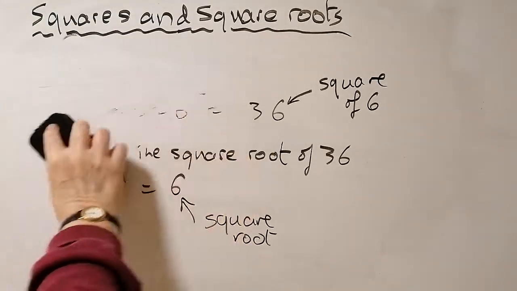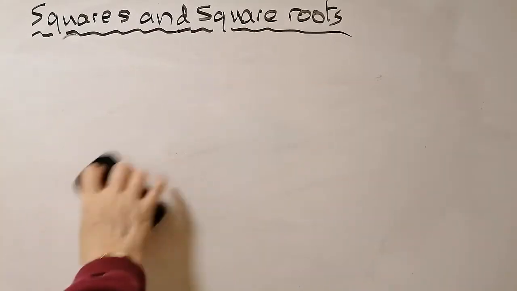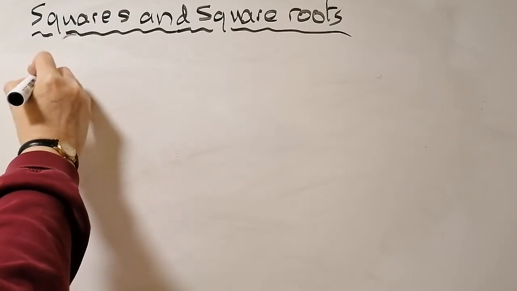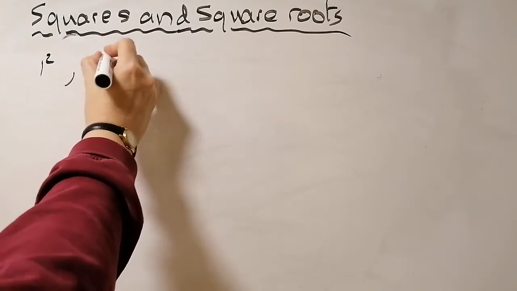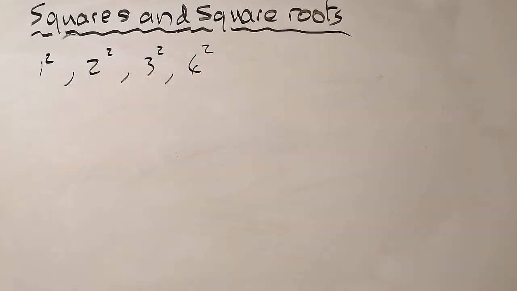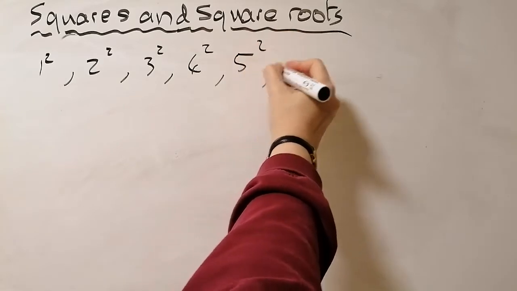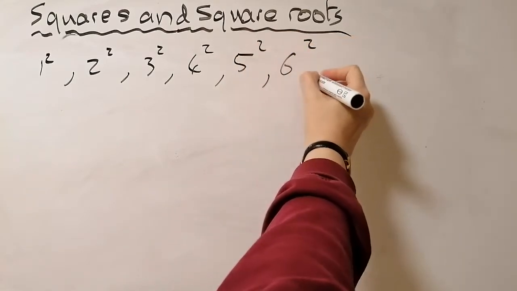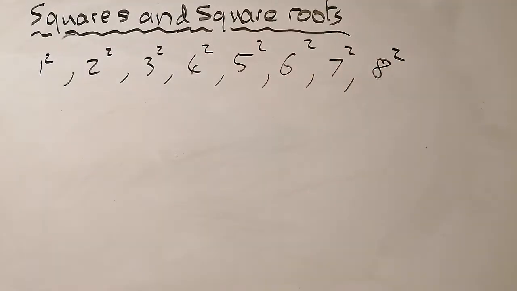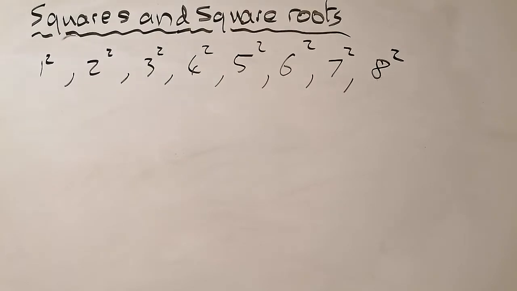Now for GCSE, you are encouraged to learn the first 15 square numbers. That means 1 squared, 2 squared, 3 squared, 4 squared, and so on. So we will write them down. We'll write down the first few. 7 squared, 8 squared. Can we still get another couple in? Well, we'll leave it at that for the moment.